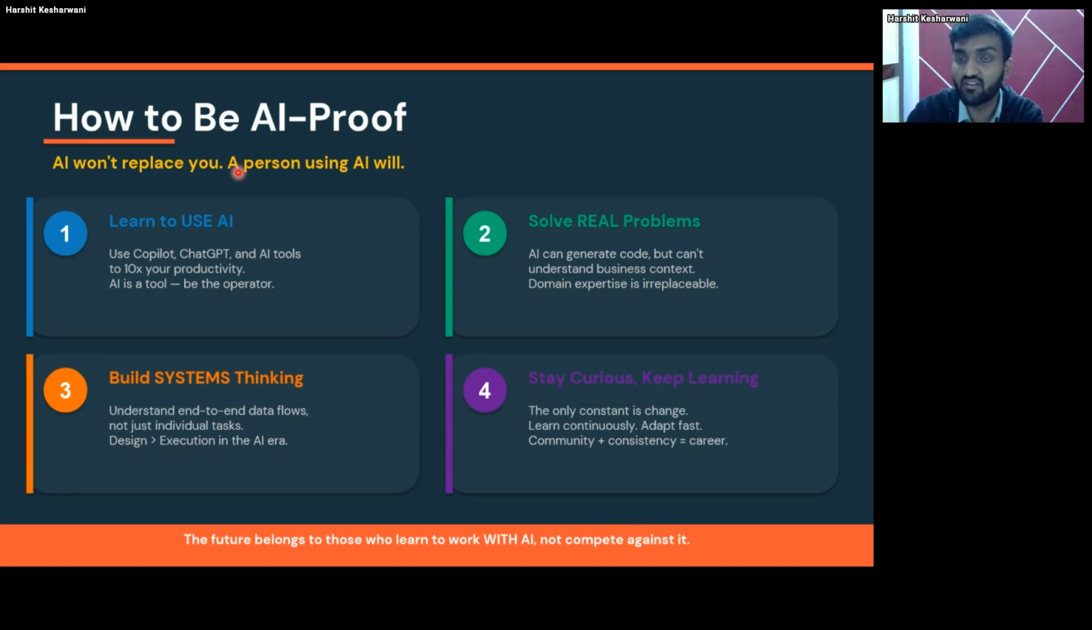AI can generate the code, as I said, but it can't understand the business context. Why do I want to do that? So it's really important to understand the business context, right? Third, build system thinking.